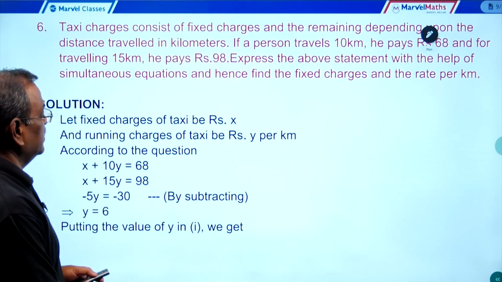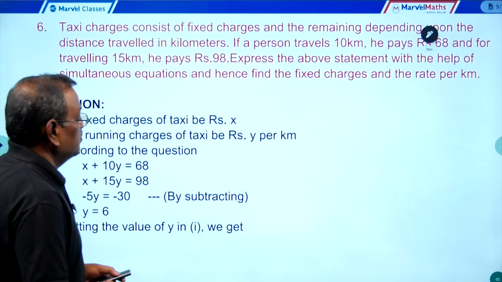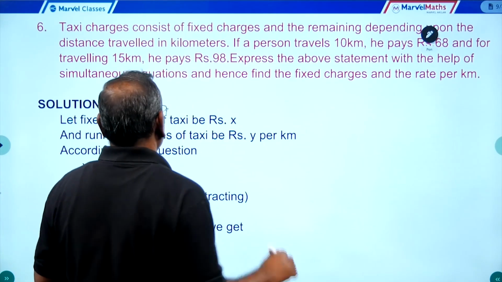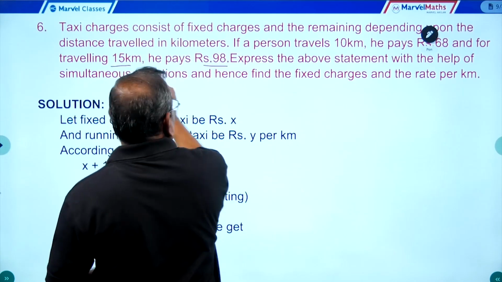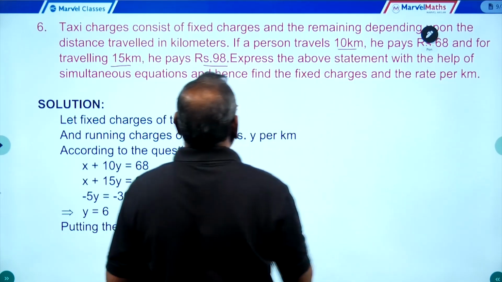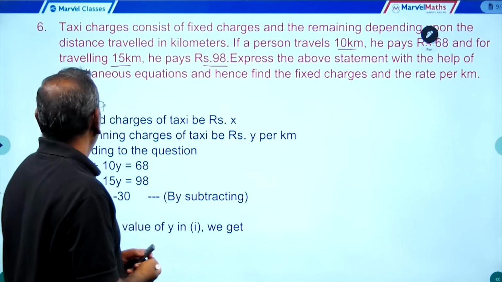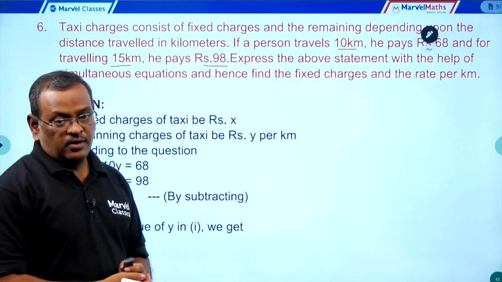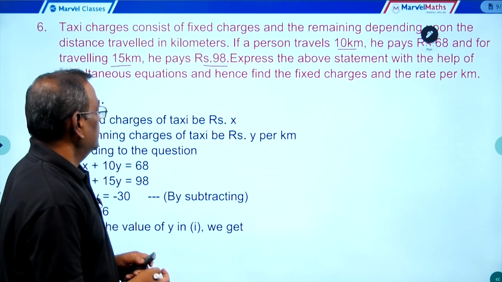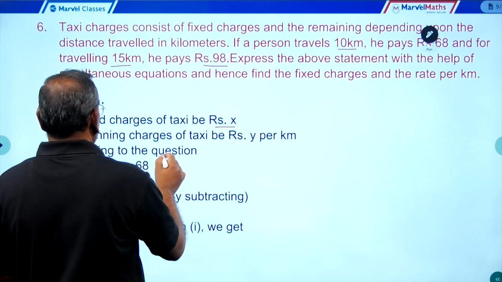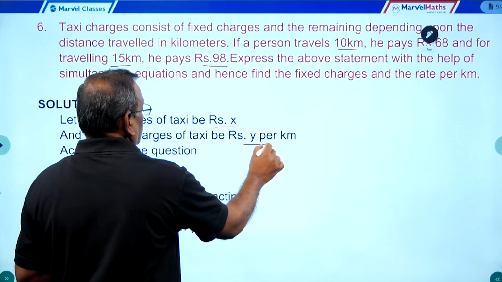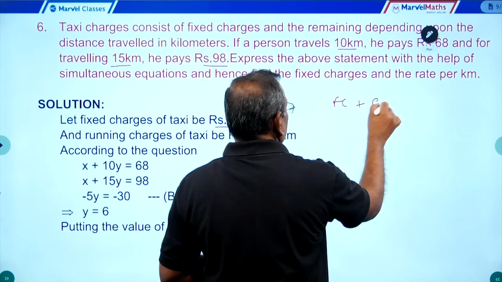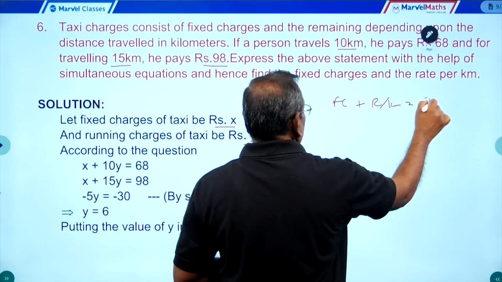If a person travels 10 kilometers, he pays 68 rupees, and for travelling 15 kilometers he pays 98 rupees. Express the above statement with the help of simultaneous linear equations and hence find the fixed charge and rate per kilometer. So first assumption: let the fixed charge be x and the running charge at the rate per kilometer be y rupees. So fixed charge plus rate per kilometer equals total cost.